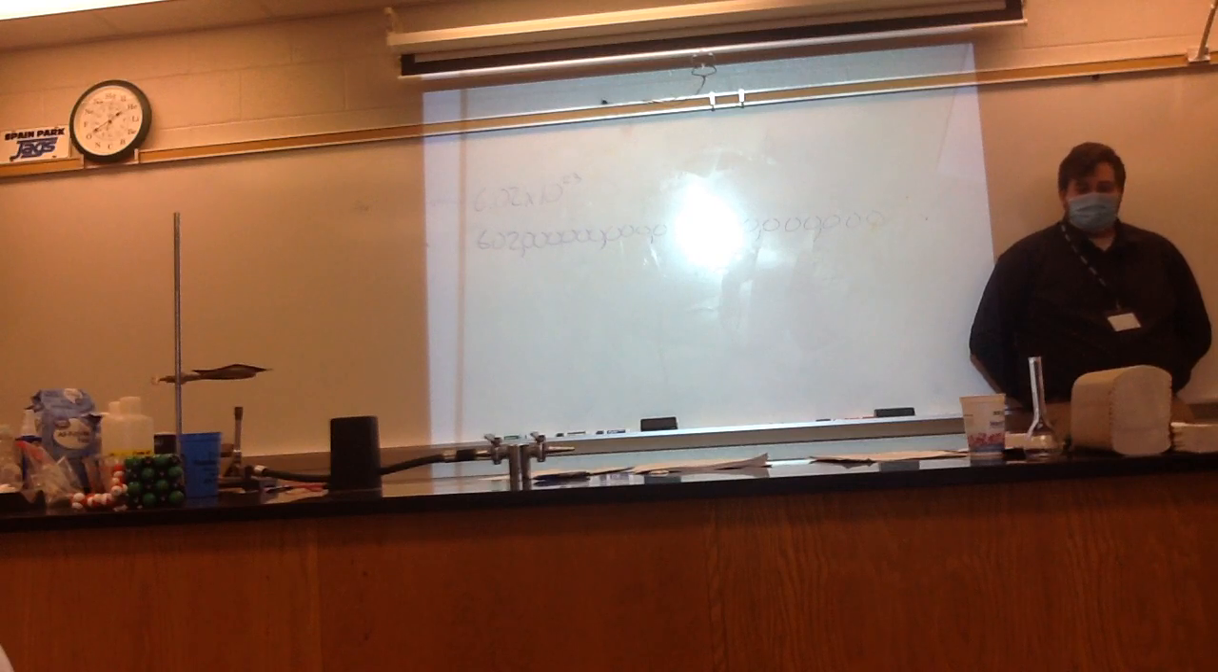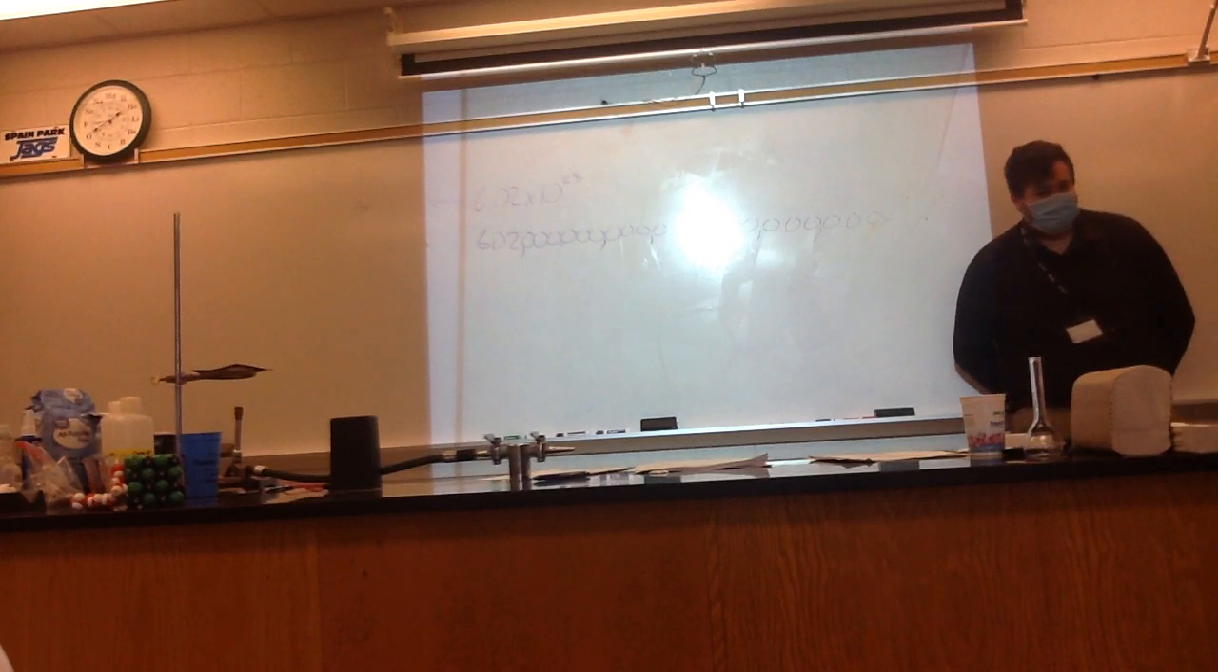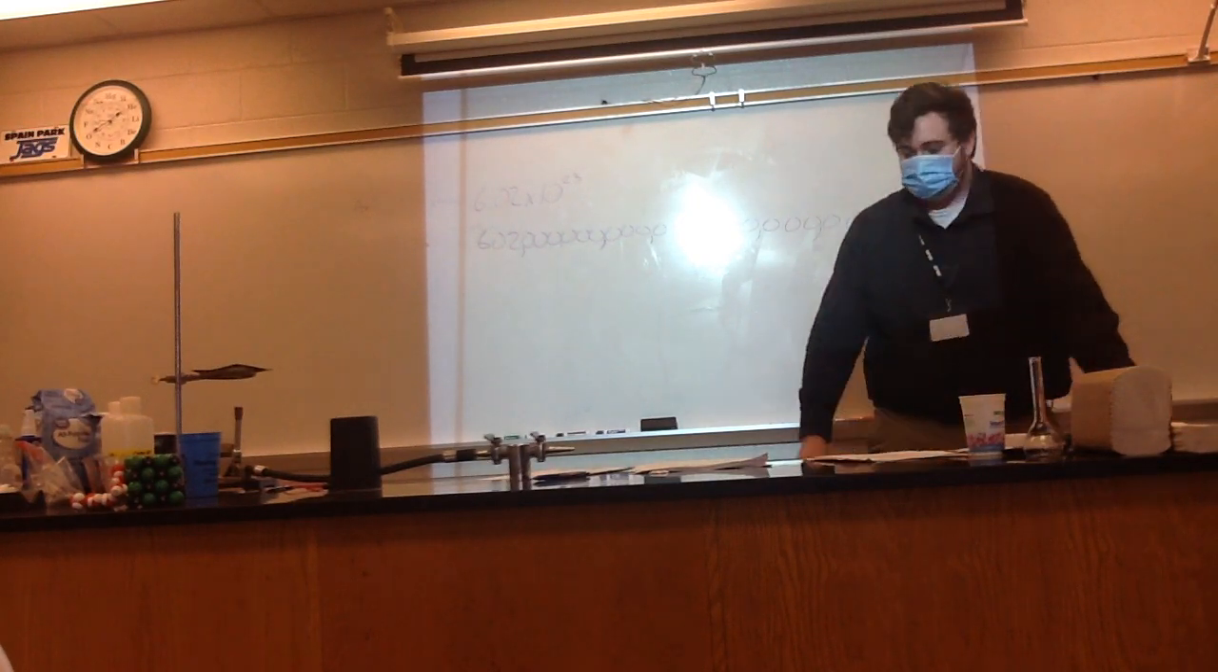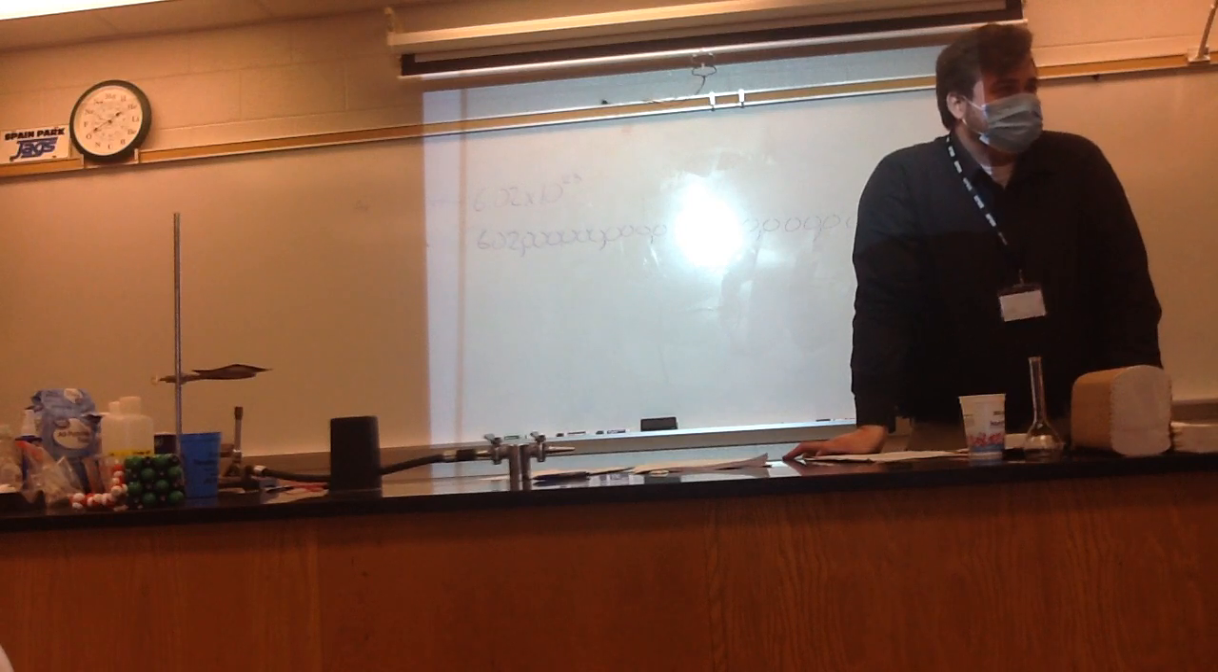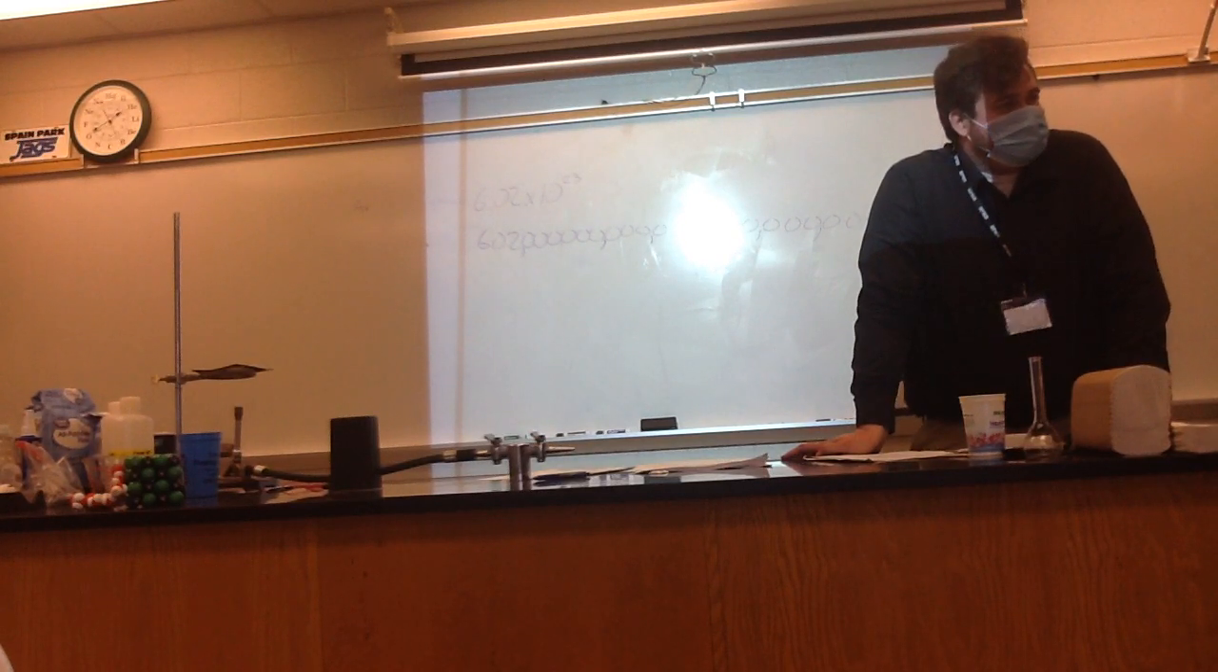So if we had 602 sextillion, this is 12 grams of carbon. There are that many atoms. There's 602 sextillion atoms of carbon in here. What does that mean about the size of an atom? It's very, very, very tiny. Okay? They're too tiny to count.